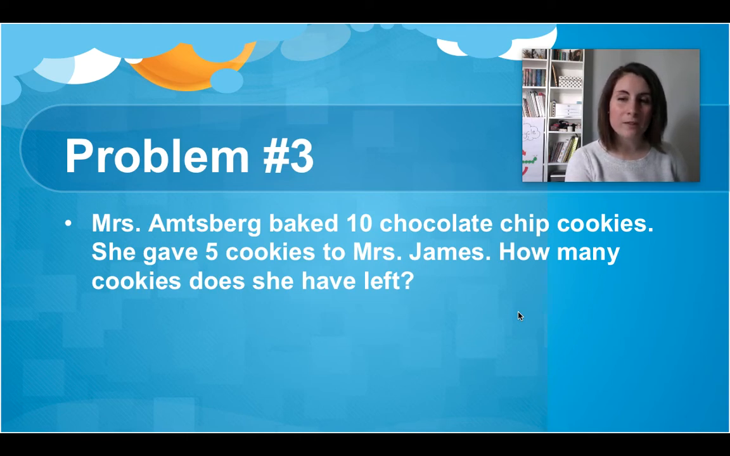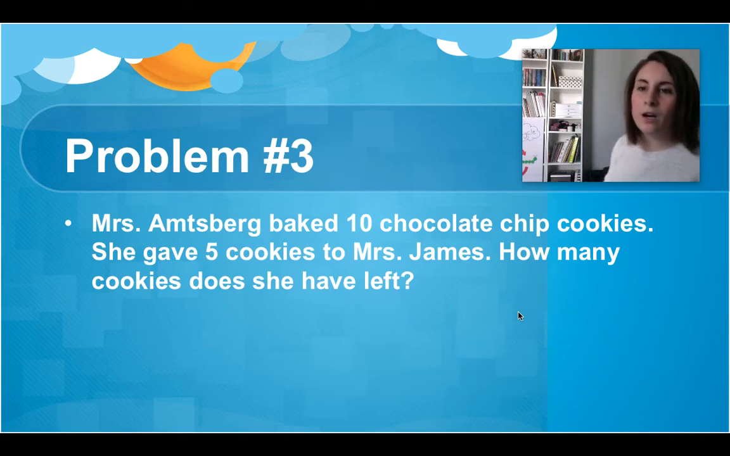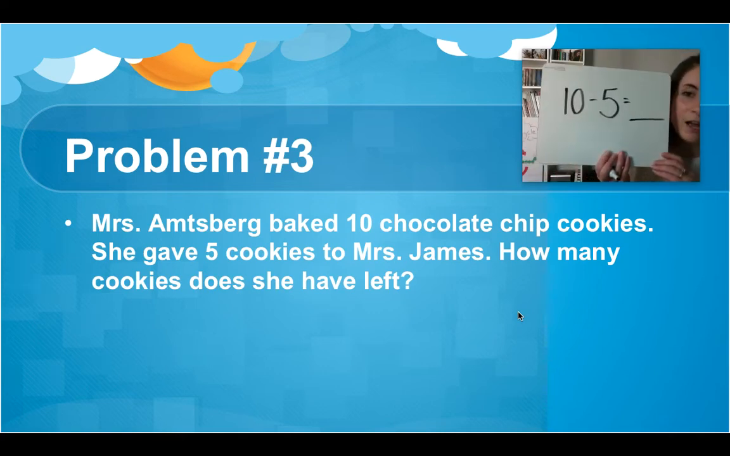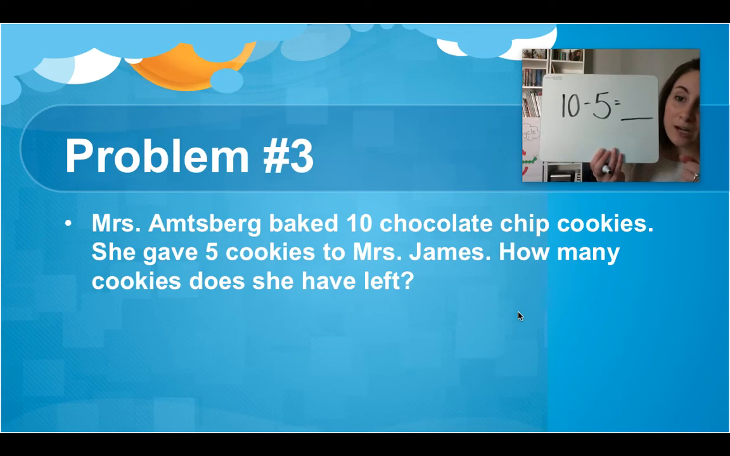Almost. About 10 seconds. What does your number sentence look like? How should we set it up? And we're ready. All right. So this is my number sentence, and this is what you should have on your paper. So if you don't have it, fix it.